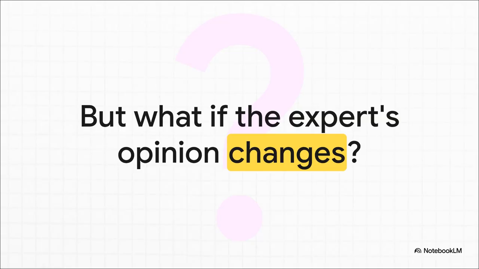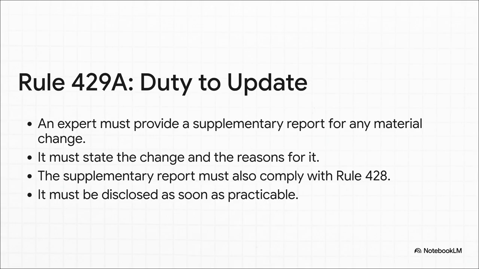But you know how it is, right? Litigation is dynamic. It's messy. Facts change, new information pops up. So what happens when your expert who has already given you the report suddenly needs to change their opinion in a pretty significant way? This is exactly where Rule 429A comes in. It puts an ongoing duty squarely on the expert's shoulders. If their opinion changes in a material way, they have to issue a supplementary report. And that new report has to explain the change, it has to comply with all the rules from Rule 428 all over again, and you have to disclose it immediately. The whole idea here is to avoid trial by ambush. Everyone needs to have the expert's most current, most accurate view.